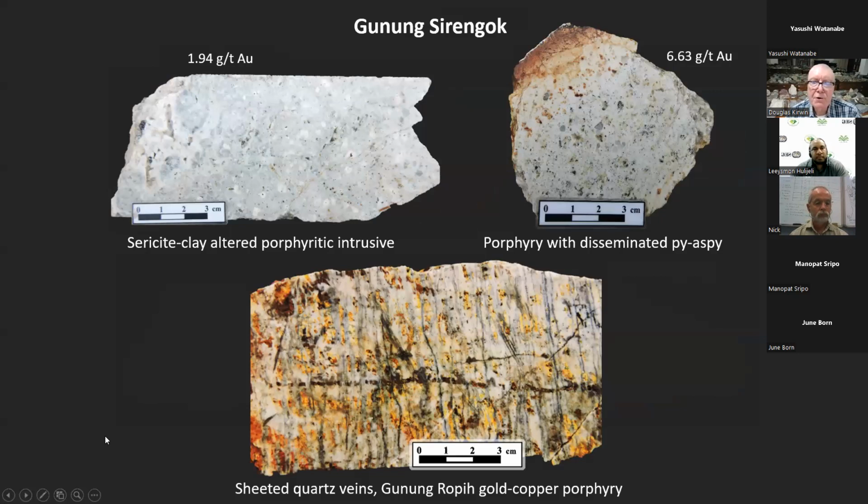And here's some of the intrusion-related mineralization, where we can see altered porphyritic intrusions with disseminated gold associated with pyrite and arsenopyrite. In addition to that, there's porphyry-style mineralization that's been recognized. And so the porphyry potential at Bau is relatively unexplored and may be quite good.